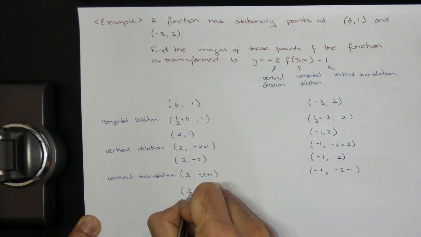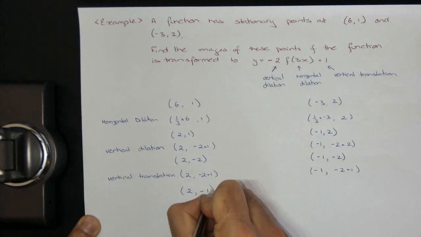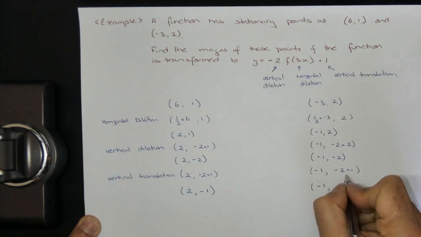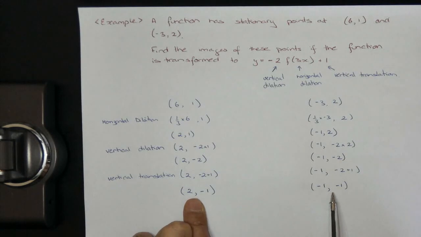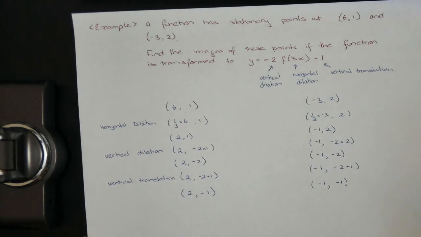So I end up getting (2, -1), and then I also get (-1, -1). Okay, applying the transformations. Okay, thank you very much.